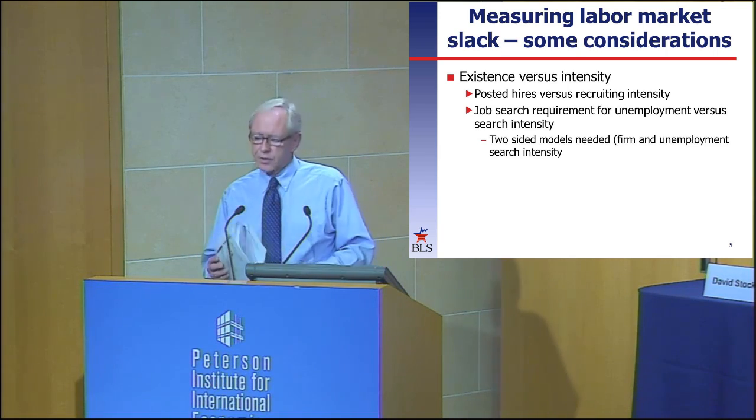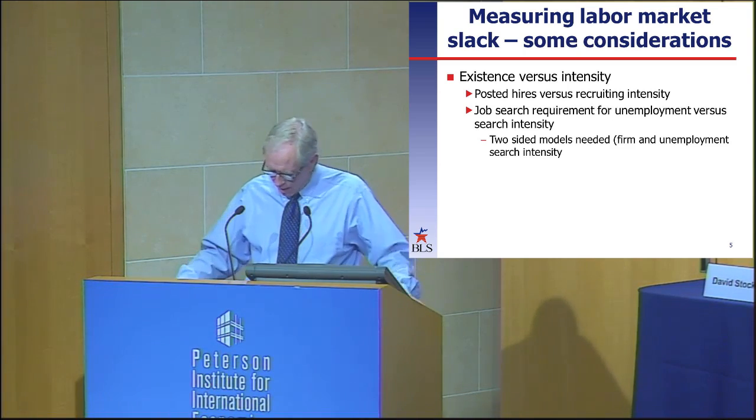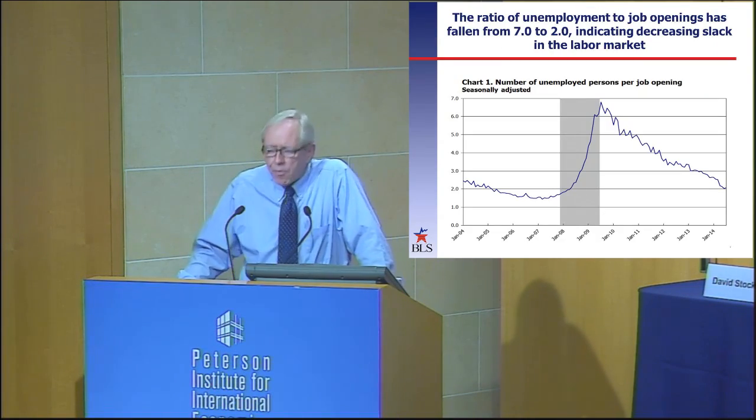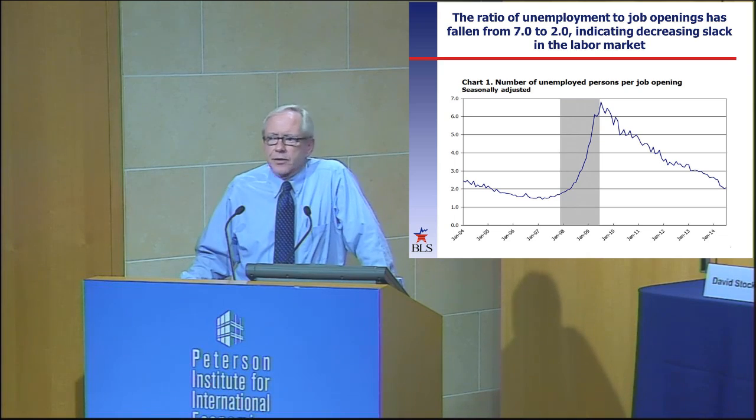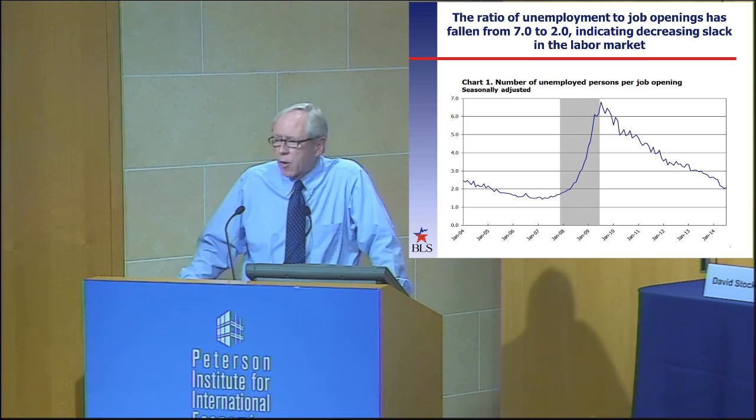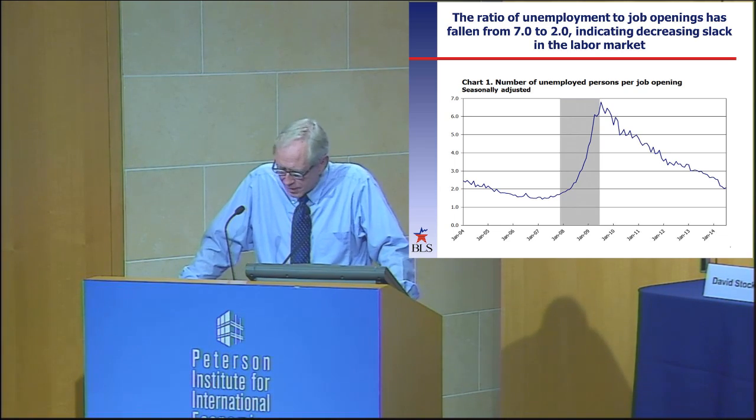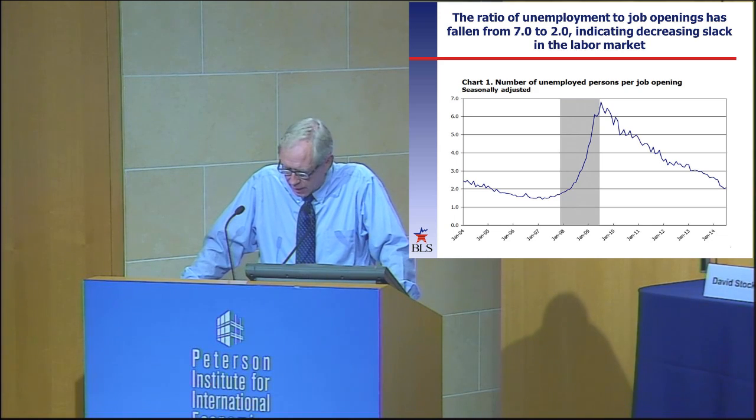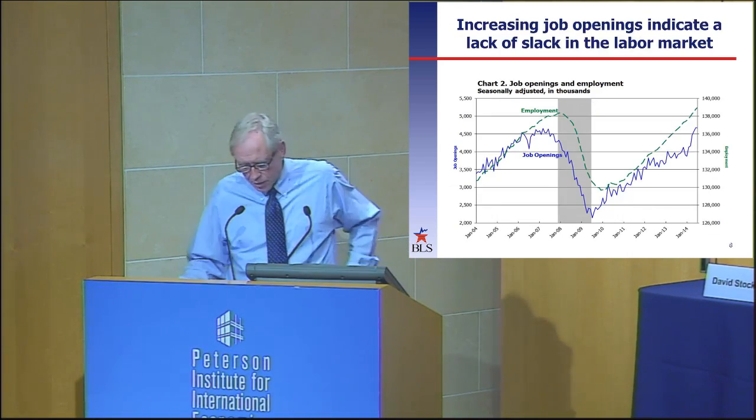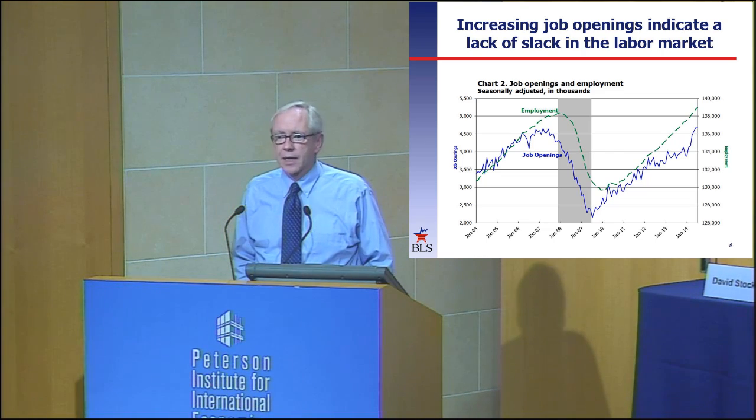So if you go to JOLTS, on slide 7, which for some reason didn't appear, the point that I want to make with JOLTS is that you get mixed signals. In the first one, if you look at unemployed persons per job opening, it's falling, indicating decreasing slack in the labor market. Positive sign. And also if you go to slide 8, if you look at increasing job openings themselves, the job openings also indicate a lack of slack.